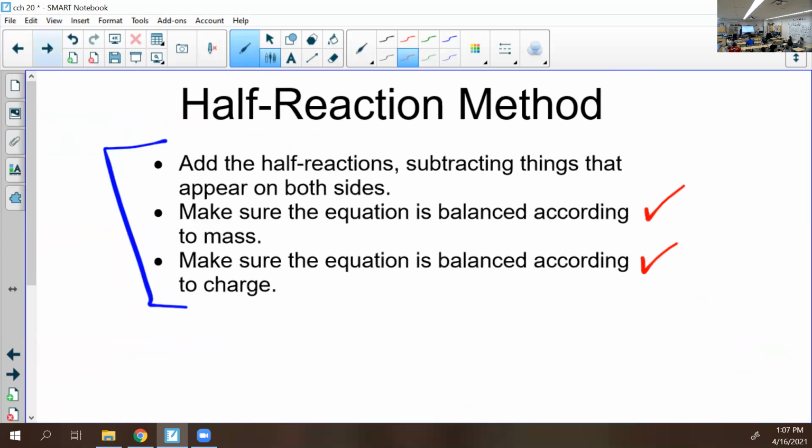Okay, let me find an example here. Oh, I'm not done yet. That's why we're not doing an example yet. Then we add the half reactions, subtracting things that appear on both sides. Make sure the equation is balanced according to mass. Make sure the equation is balanced according to charge. So these are just checks. You should be done, but this is where you double check to see if you did everything right.